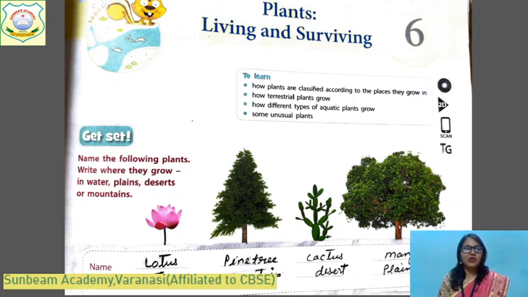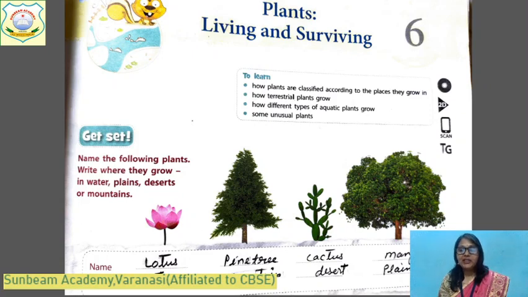This is the picture of lotus plant. Where does lotus grow? Lotus grows in water. So it is an aquatic plant. Okay, come to the next one. That is pine tree. It grows on mountain, means hilly areas. Here the flowers are turned into cones. Inside the cones, the seeds are present and the plants are of conical shape. Why do they have conical shape? Because there is too much rainfall. The ice can slope. So they have got this type of shape, the triangle shape.